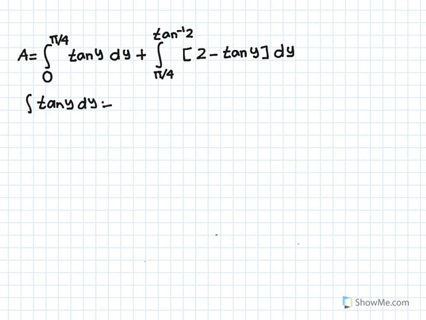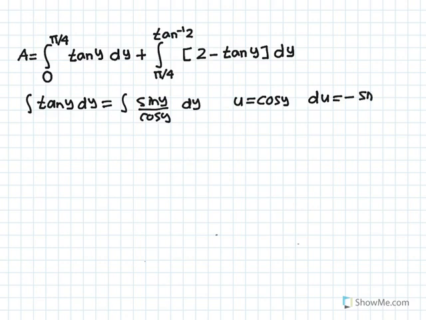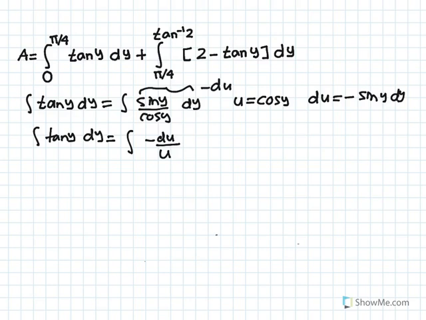We're going to write this as sine y over cos y. Apply u substitution, sine y over cos y, dy. Let u be equal to the denominator, cosine y. du gives us a multiple of the numerator, minus sine y dy. So what we get is the integral of tan y dy is equal to the integral of minus du divided by u, because sine y dy is all replaced by minus du.